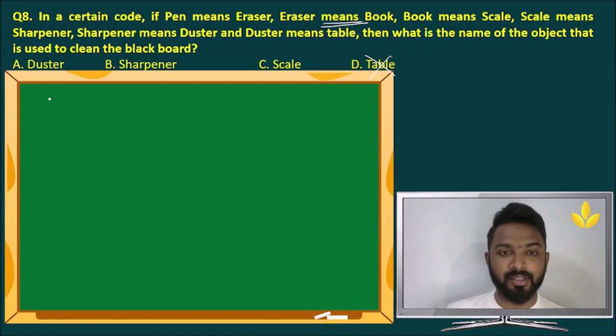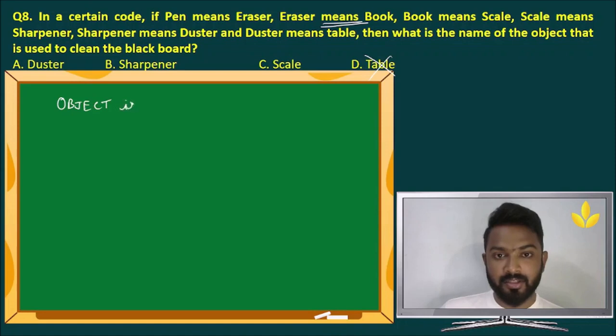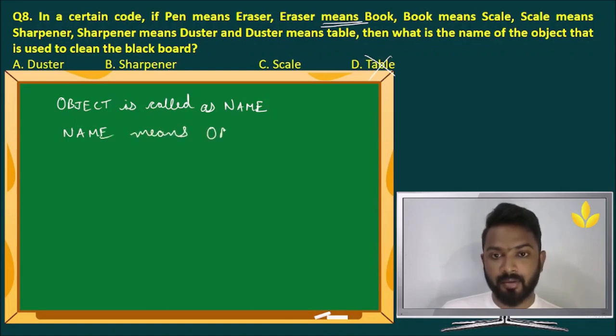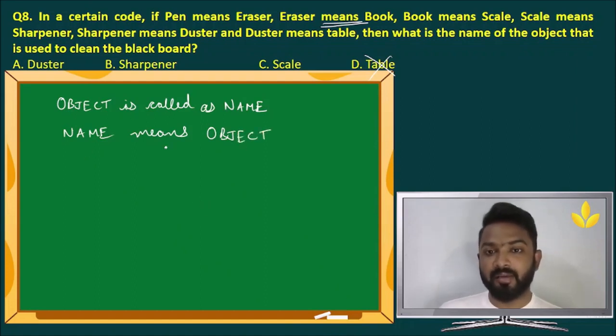Always remember one thing. Object is called as name, and name means object. That is what it is. Object is called as name, name means object.